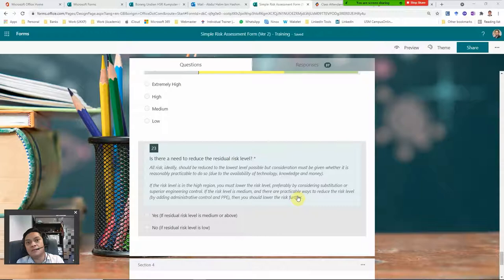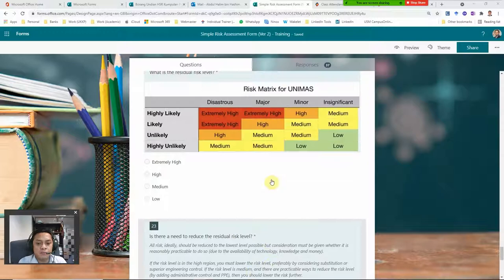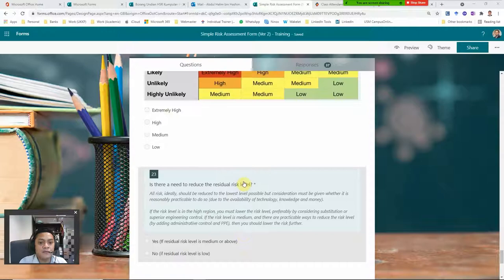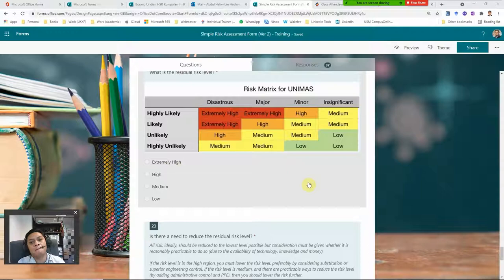If the residual risk level is medium or above, you need to do something about it. But if you find that the residual risk is already low, then you stop there. You just let the operation continue as it is because it is already considered safe. But if it is medium, high, or extremely high, you need additional control to lower the risk, especially at the level of extremely high and high. Try to lower it to medium. If you can get to low, it is much better.